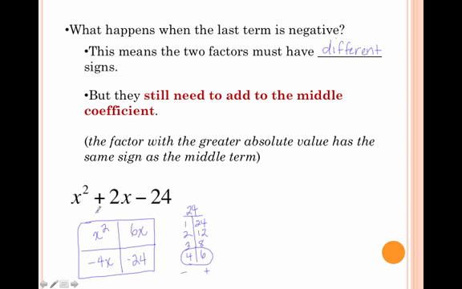So I'm still going to factor this out. And here I've got a 6. This number is not negative, so that's still positive. But here I've got a negative, so I'm factoring out a negative 4. So my factors are x plus 6 and x minus 4. So I'm going to be multiplying to get that negative 24, but adding a positive 6 and a negative 4 to get a positive 2.